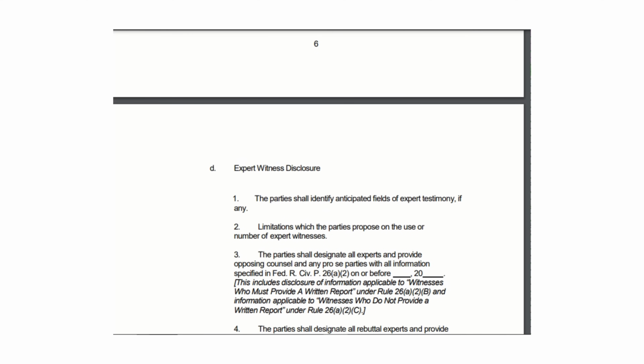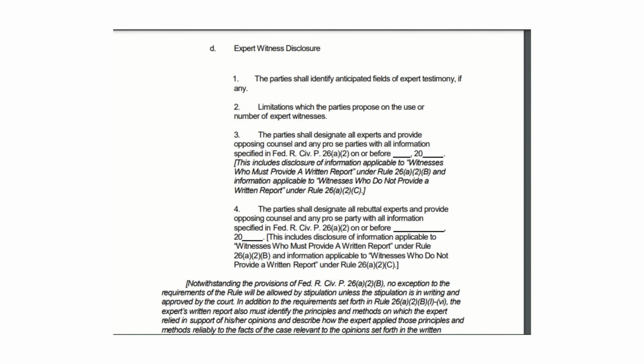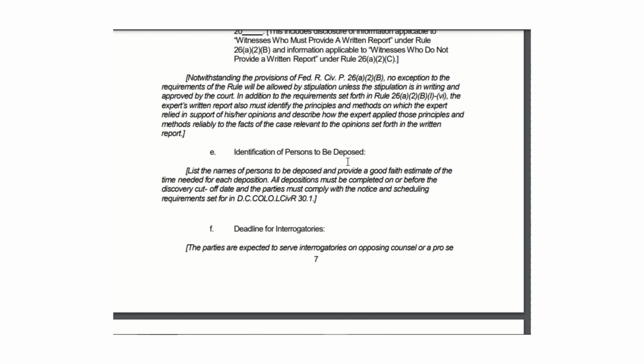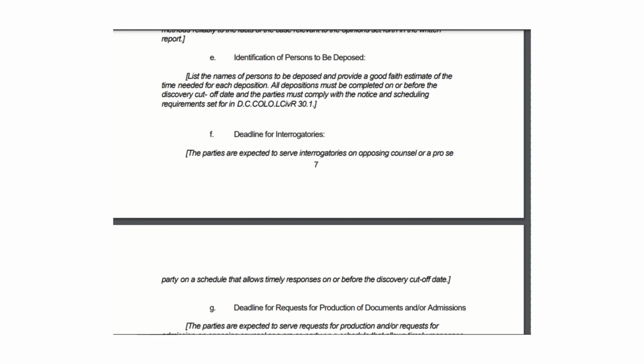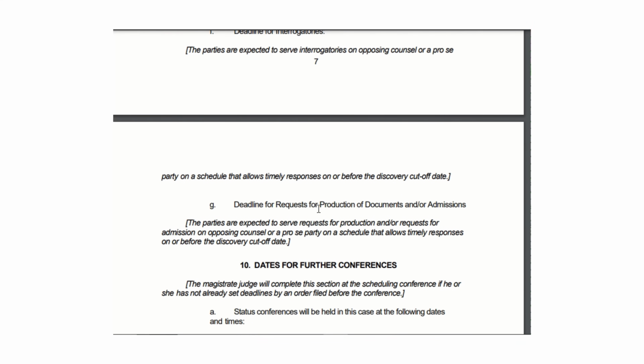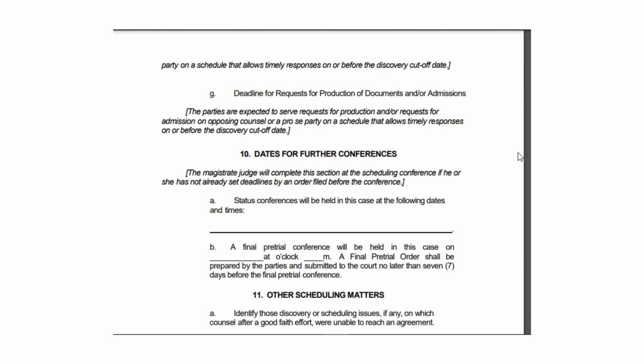Expert witness disclosure. Read the rules regarding that. And of course, read the rules before, I'm talking to the plaintiffs now. Of course, review the rules before you get with the defendant, and make sure you have a good grasp of your information. Identification of persons to be deposed. Deadline for interrogatories. That's discovery. Deadline for requests for production of documents and/or admissions. Dates for further conferences. For example, the defendant may want to revisit settlement if they made a settlement offer earlier. That information would go here. And other scheduling matters.